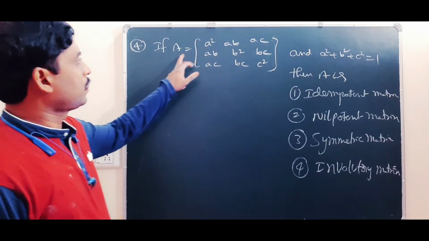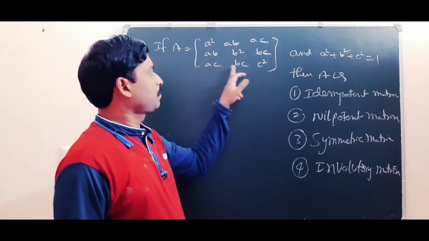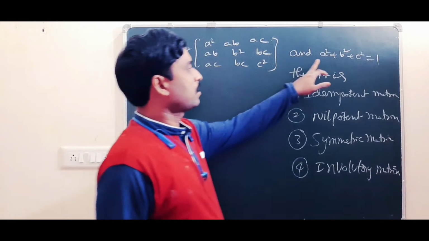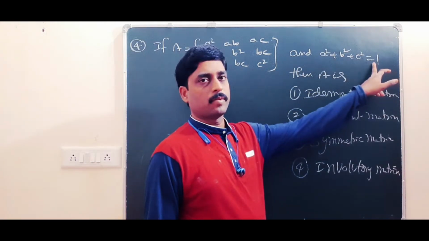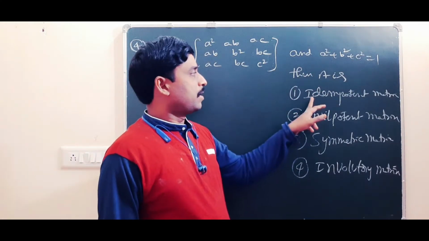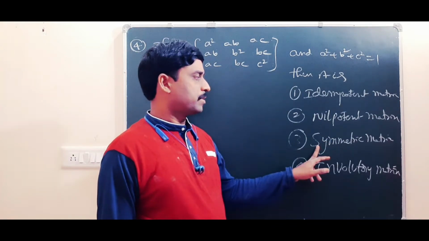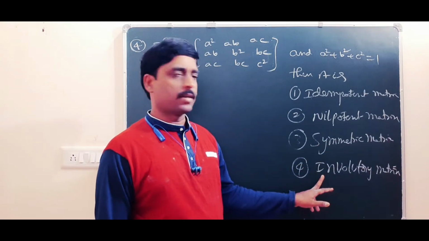If A is equal to the matrix A square, AB, AC; AB, B square, BC; AC, BC, C square, and A square plus B square plus C square equal to 1 is given, then we have to find what A is. The first option is idempotent matrix, second option nilpotent matrix, third option symmetric matrix, fourth option involutory matrix.